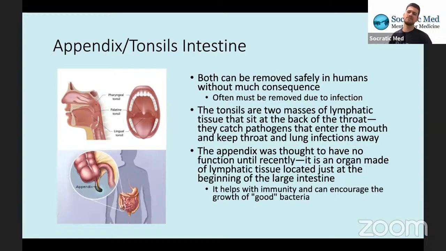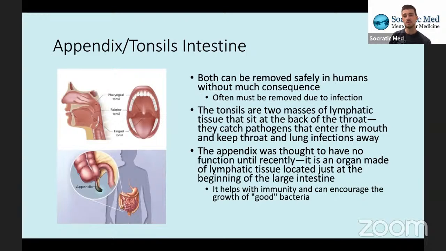Both can be removed safely in humans without much consequences. I'm sure you all know someone who has had either one of them or even both of them removed. You can lead a perfectly healthy life without either of them, which led people to believe for a very long time that these were vestigial structures, when in fact they're not. Tonsils obviously have an immune responsibility, and the appendix, even more recently, was known to have an immune responsibility.